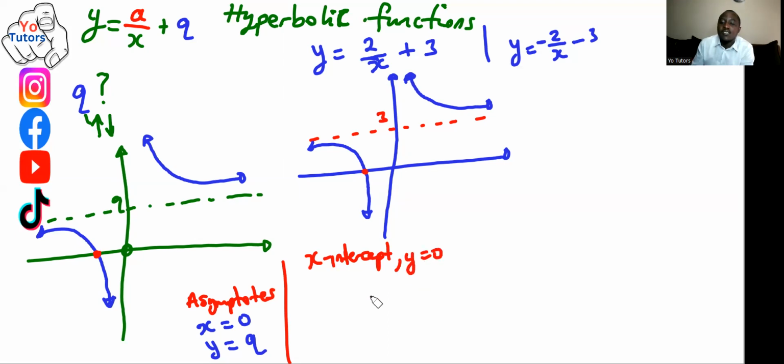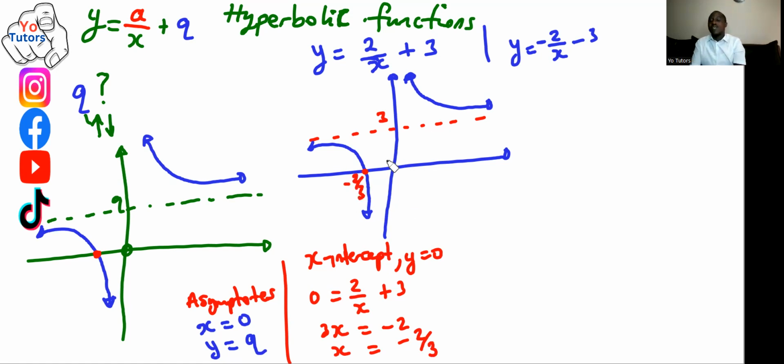y equal to 0. Let's look there. 0 is equal to 2 over x plus 3. Then 3x is going to be equal to -2. Then x is going to be equal to -2 over 3. So there is -2 over 3. That's where it's passing. So you must always remember, whenever you are crossing the x-axis, you must make sure that you find that value and know where it cuts the graph.